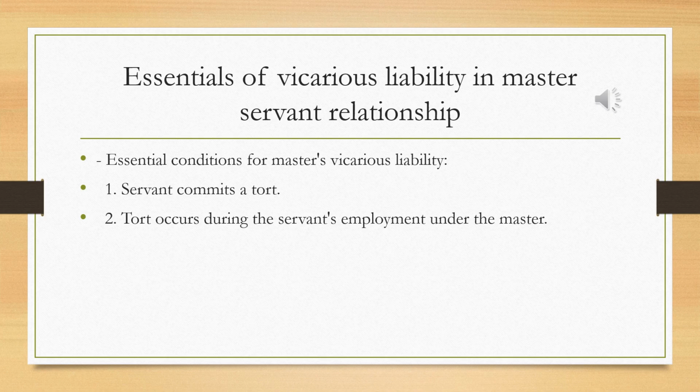These essential conditions have to be followed for the vicarious liability of the master to arise. Number 1, the servant has committed an act which amounts to a tort, and number 2, such a tortious act is committed by the servant during the course of his employment under the master.